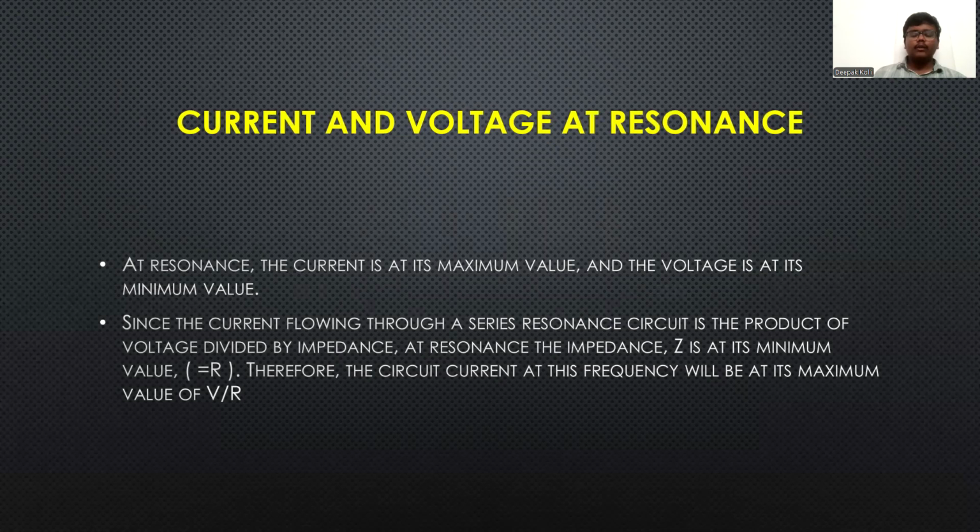And we also know that the voltage is directly proportional to the impedance. As impedance is at its minimum value, voltage is also at its minimum value. Since the current flowing through a series resonance circuit is voltage divided by impedance, at resonance, the impedance Z is at its minimum value, equal to R. Therefore, the circuit current at this frequency will be at its maximum value of V by R. Since I is maximum, V by R is also the maximum value, which is equal to V by Z.